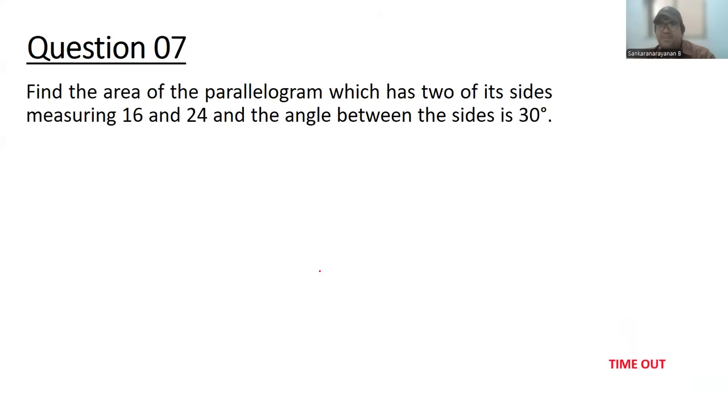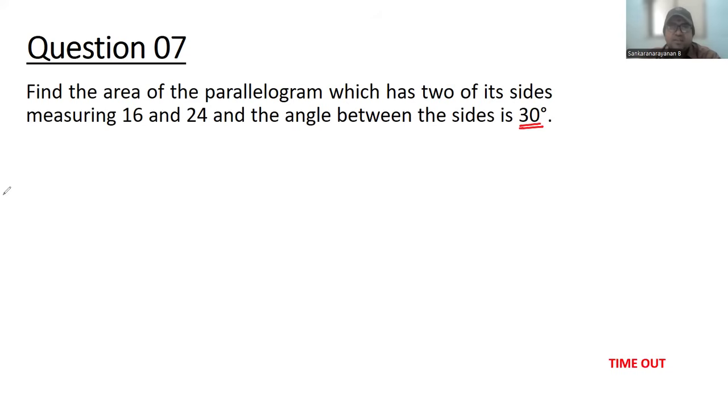Okay, time out. So we are dealing with a parallelogram in this case, right? So let's see what all things are given here. Here it is given, find the area of the parallelogram, which has two of its sides measuring 16 and 24, and the angle between the sides is 30 degrees.